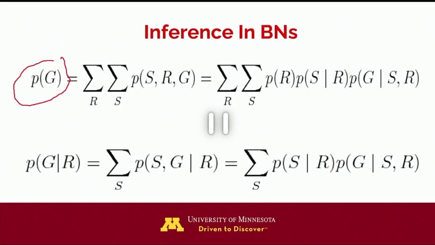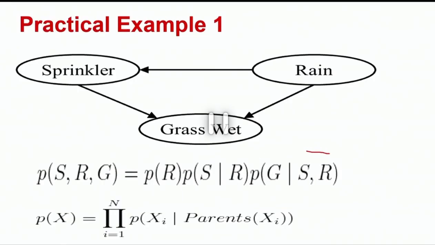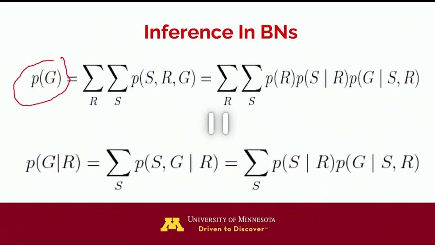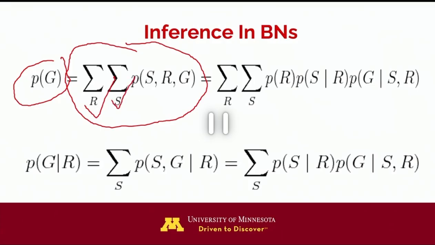What am I going to do? I'm going to come here and sum this over the other variables I'm not interested in. What am I interested in? I'm interested in the grass being wet. Then I'm going to sum over the variables I'm not interested in. I'm not interested in rain. I'm not interested in sprinkler. Please pay attention. If you don't understand, ask me a question.